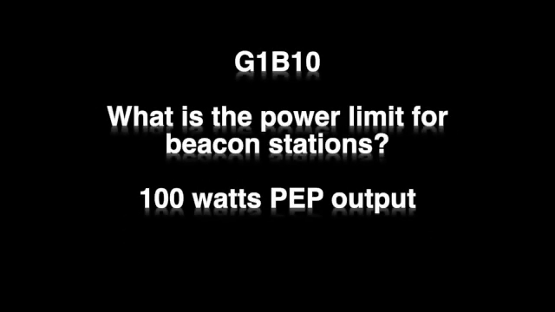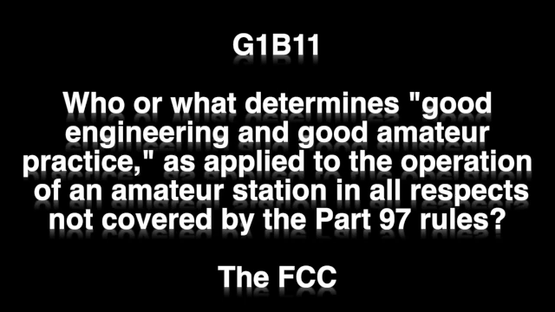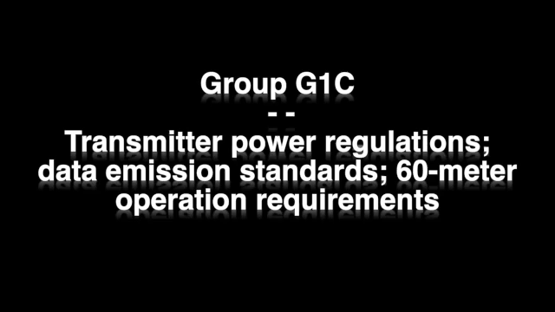G1B09. On what HF frequencies are automatically controlled beacons permitted? 28.20 MHz to 28.30 MHz. G1B10. What is the power limit for beacon stations? 100 watts PEP output. G1B11. Who or what determines good engineering and good amateur practice, as applied to the operation of an amateur station in all respects not covered by the Part 97 rules? The FCC. Group G1C: Transmitter power regulations, data emission standards, 60-meter operation requirements.